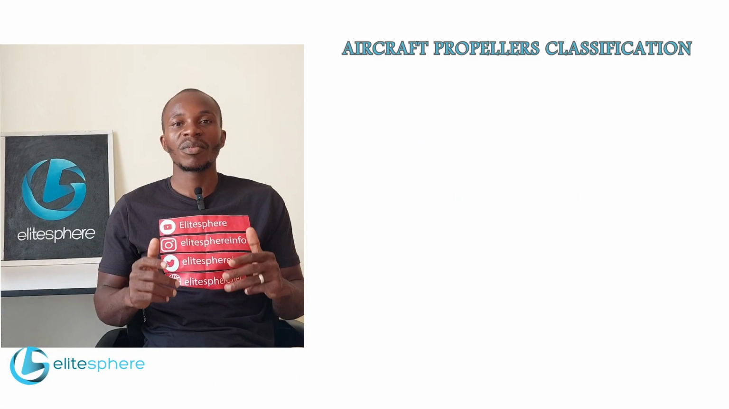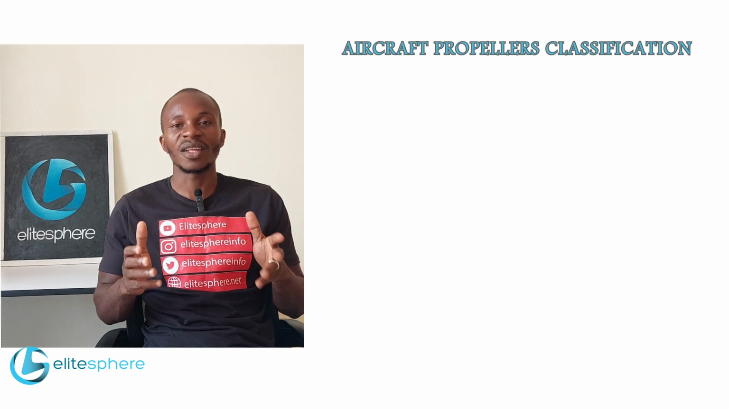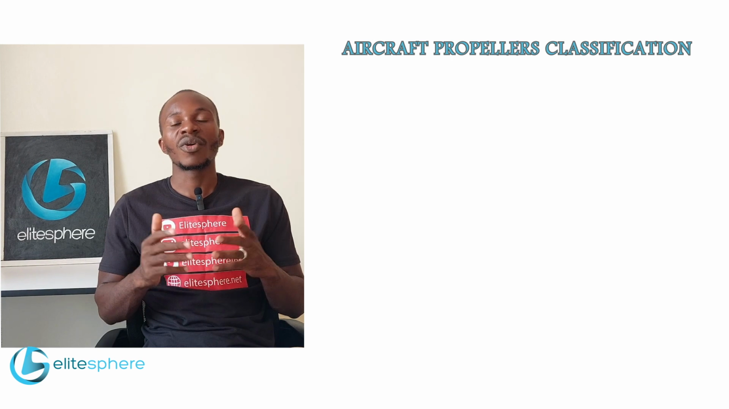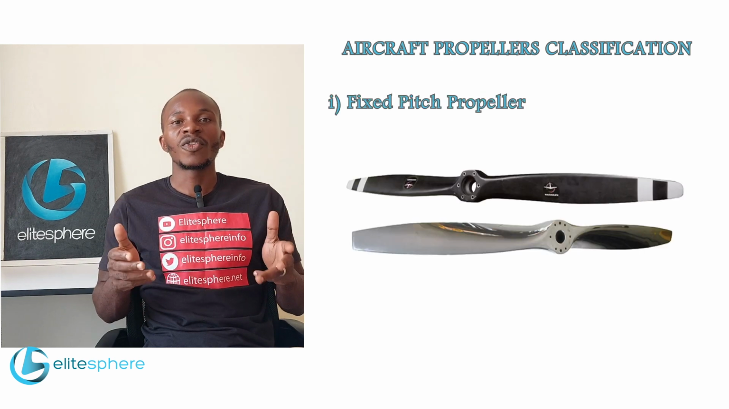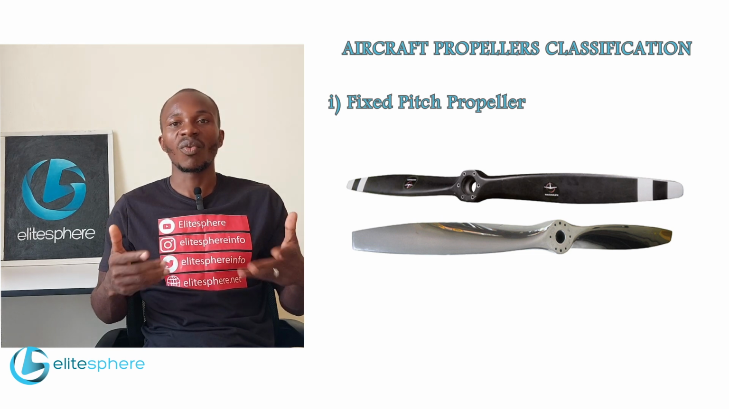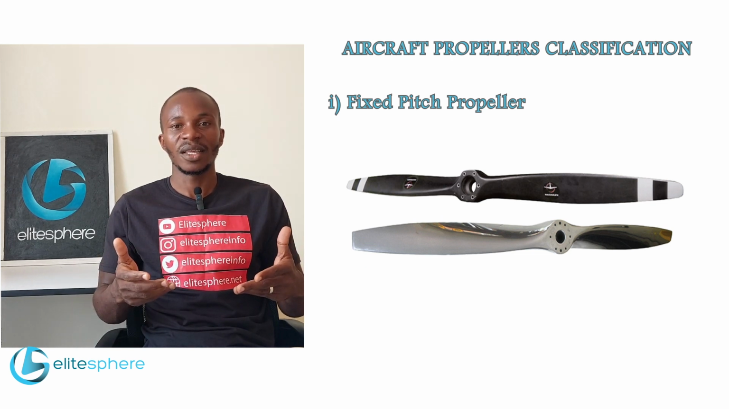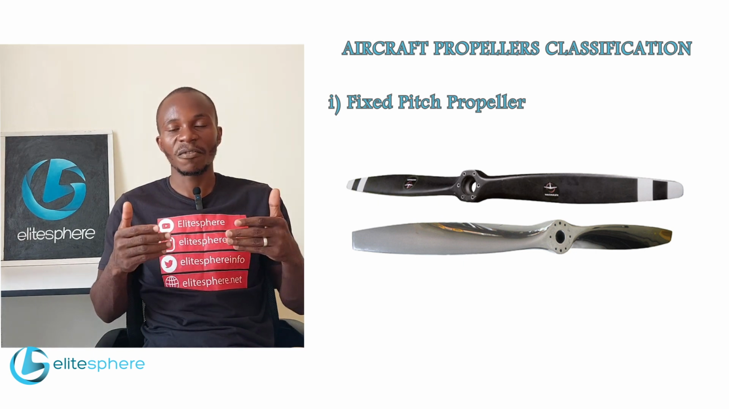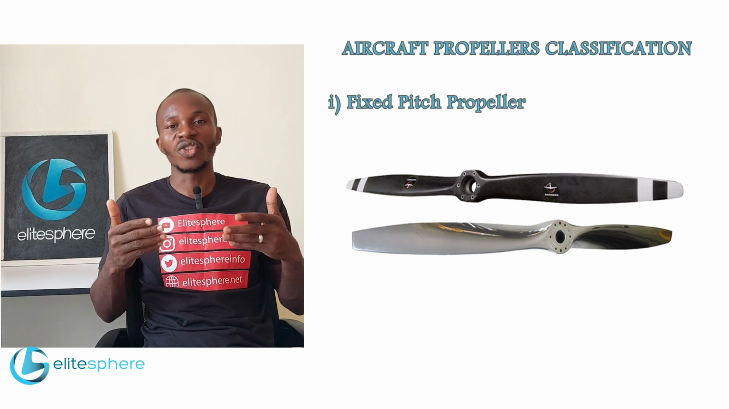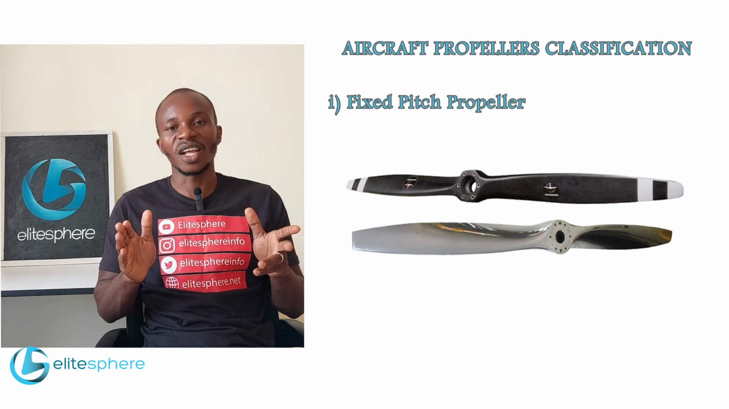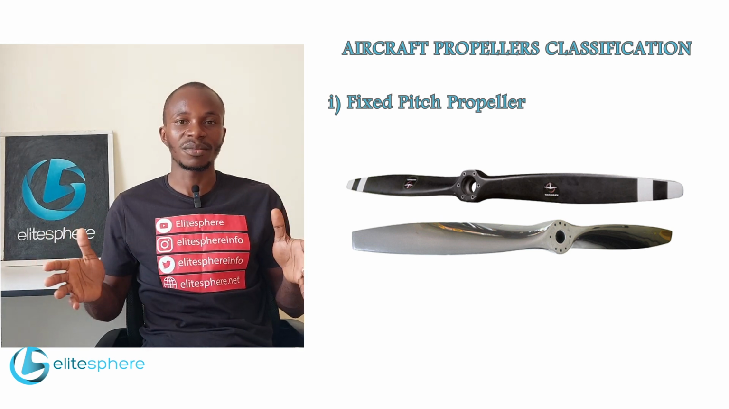The simplest class of propeller that can be found on an aircraft is called a fixed pitch propeller. These propellers' blade angle or pitch cannot be changed once the propeller is built. These propellers are designed to fit a specific flight condition or engine operating condition. And once it is designed, the propeller pitch remains unchanged for the remaining lifespan of the propeller.